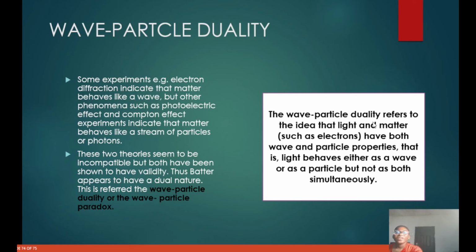Wave-particle duality. The wave-particle duality refers to the idea that light and matter such as electrons have both wave and particle properties. That is, light can behave either as a wave or as a particle, but not as both simultaneously. Some experiments, for example electron diffraction, indicate that matter behaves like a wave, but other phenomena such as the photoelectric effect and Compton effect experiments indicate that light behaves like a stream of particles, or photons. These two theories seem to be incompatible, but both have been shown to have validity. This is referred to as the wave-particle duality or the wave-particle paradox.